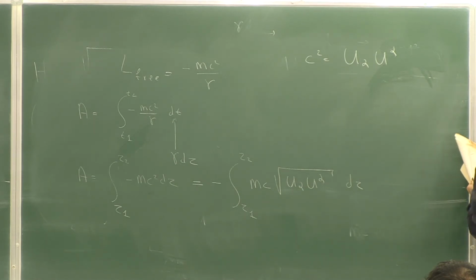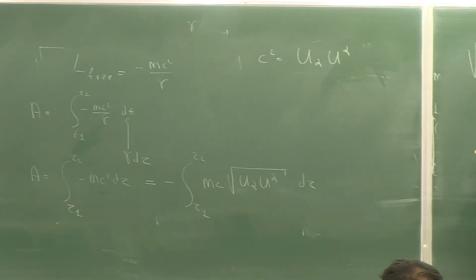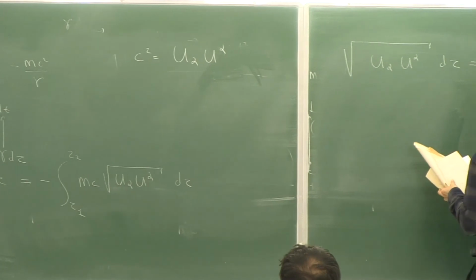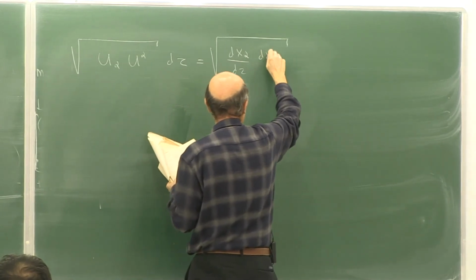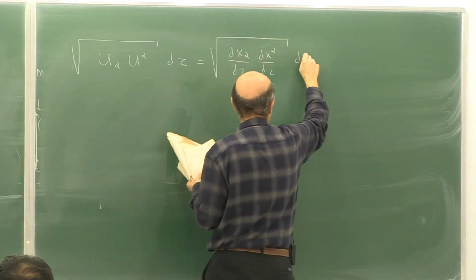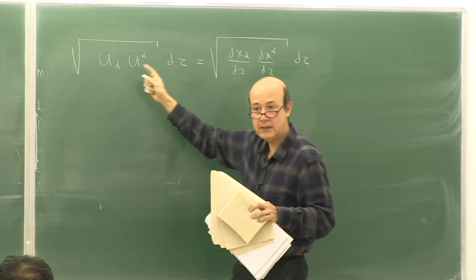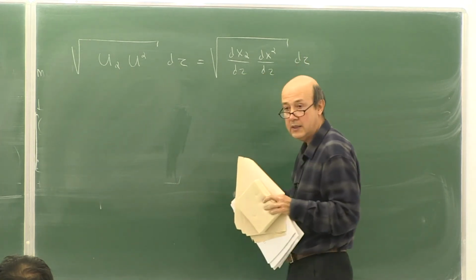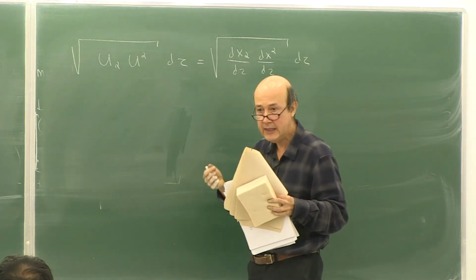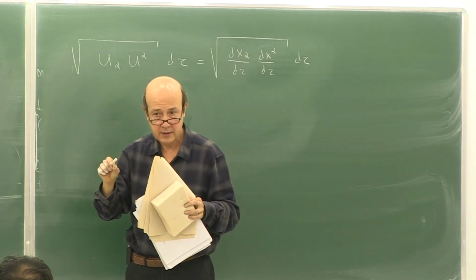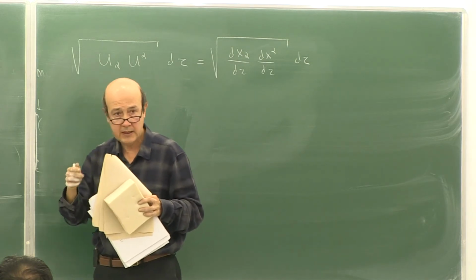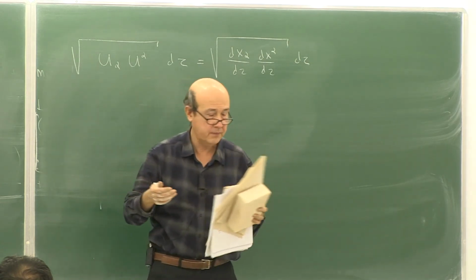square root of u alpha d tau, and write this in a more clear format, that is equal to dx alpha d tau, dx alpha d tau and d tau. As you see, this piece is independent of d tau. Instead of d tau, you can say ds. ds is the what? A length element in the world line, proper length. So proper length ds is equal to c times the proper time.